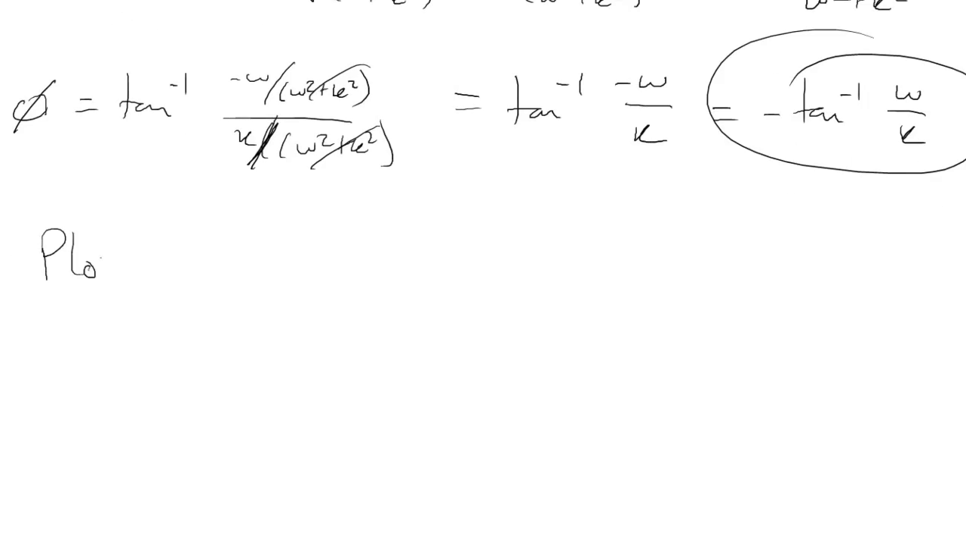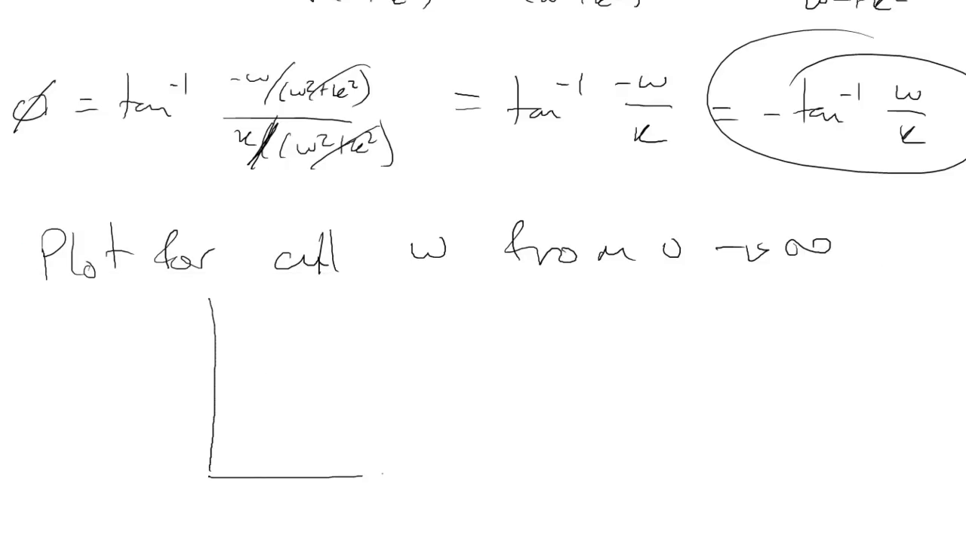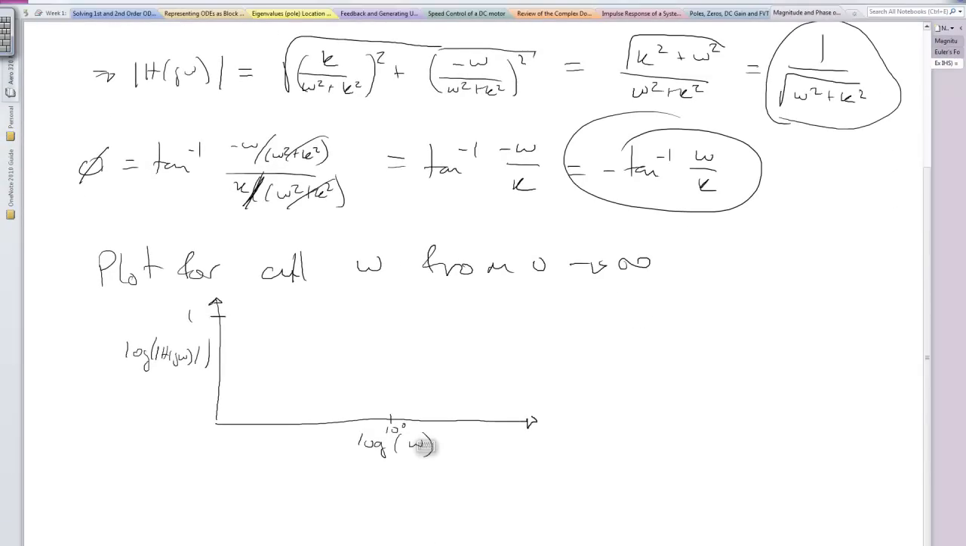And I could go ahead and plot the two now for all omega from, say, 0 out to infinity. I would end up with a plot where this is the frequency, and I'm going to use log of the frequency, and over here log of the magnitude. There's a reason we choose logs here. I'll just say there's 1, and 10 to the 0 or 1, and then I can also plot the phase angle.